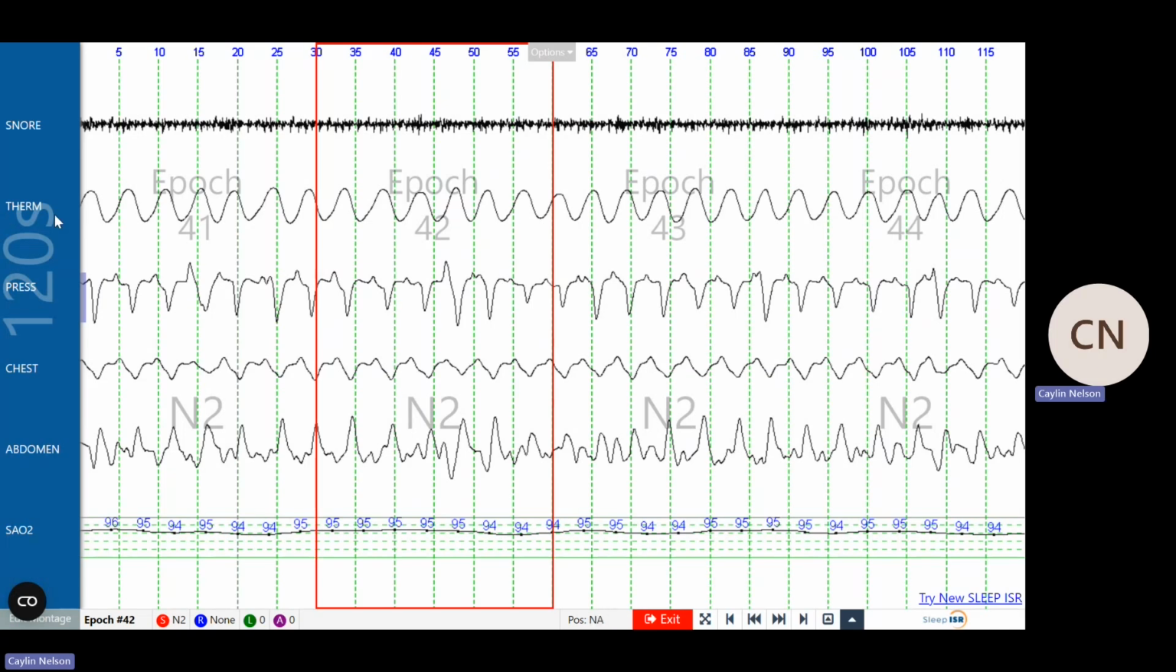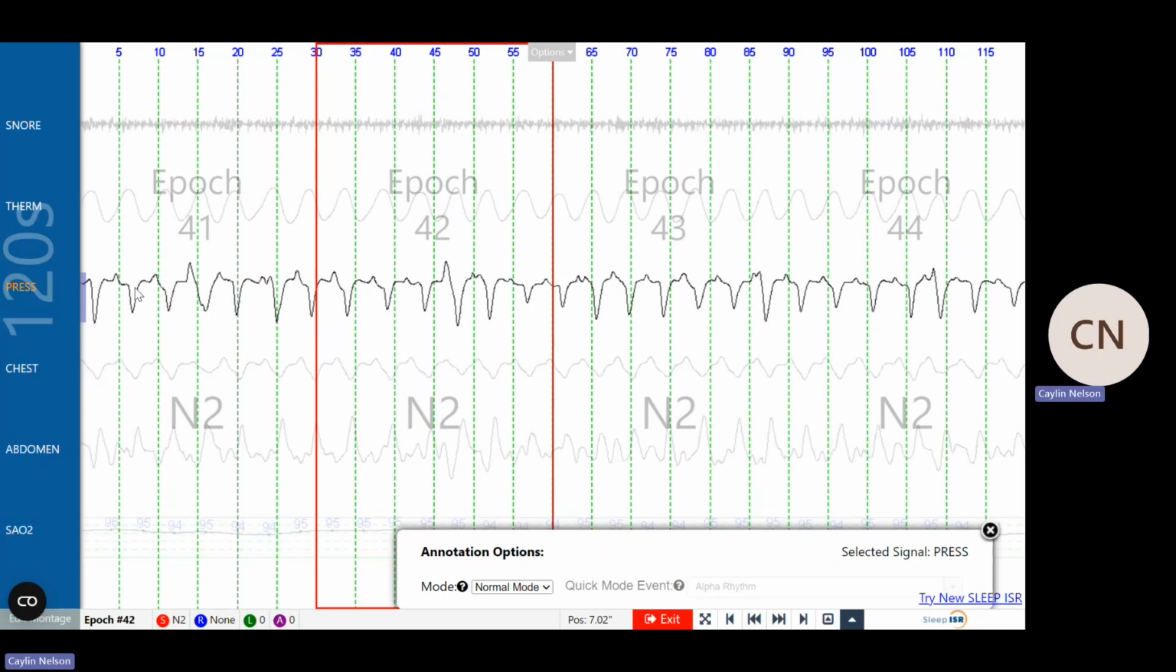We're going to start by looking at our flow channels. No real changes going on there. We can go to our pressure channel. We'll use our reference line to see if there's any significant changes. When it comes to amplitude, there is. I can see a slight drop between 55 and 65.